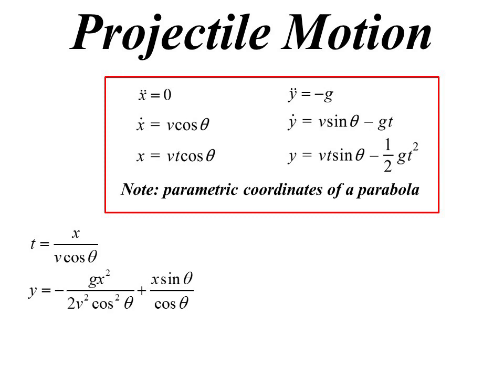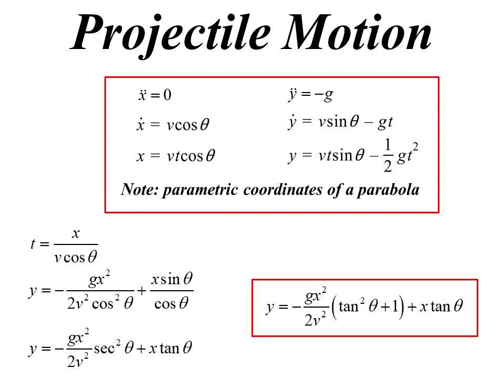Let's make this look a bit nicer though. We've got sine on cos, we know is tan, and the reciprocal of cos squared is sec squared. That looks a little bit nicer. In fact, if I wanted it all in terms of tan, I could write it that way. They're all the same, it's just how I've played with the trig identities there to come up with an equation. But there it is. It's a quadratic equation, so we know we'll get a parabola.